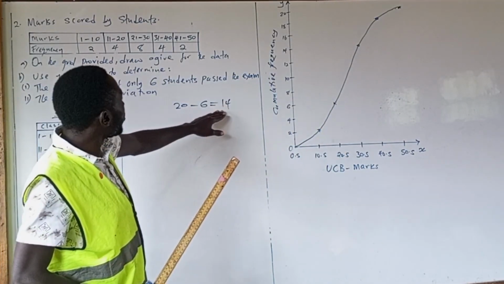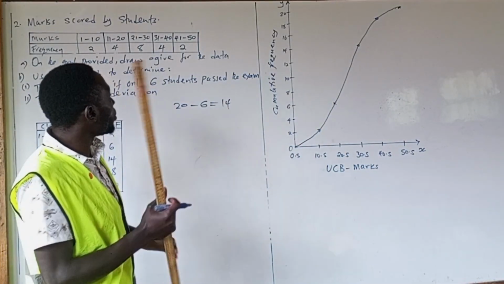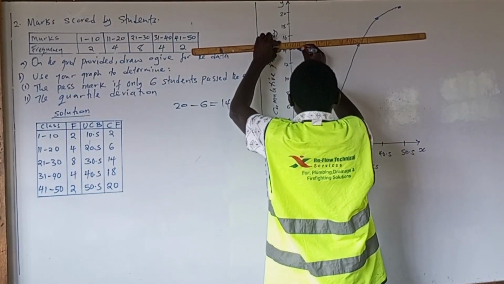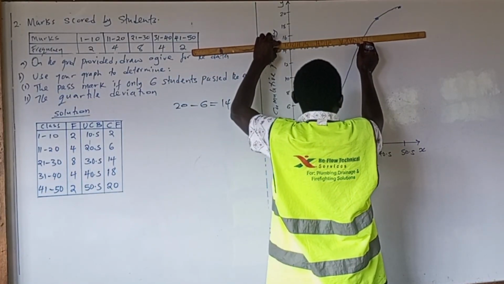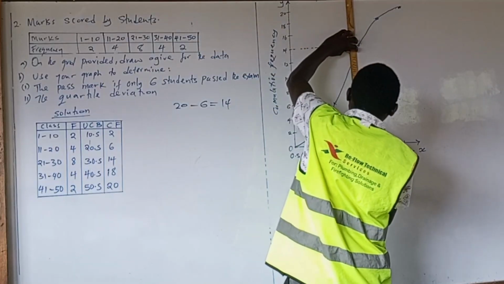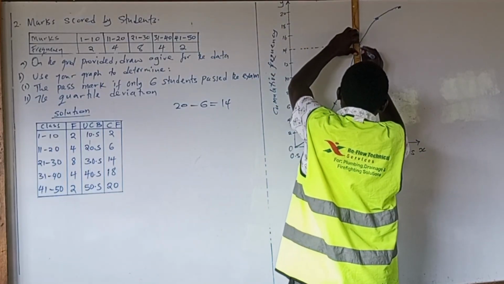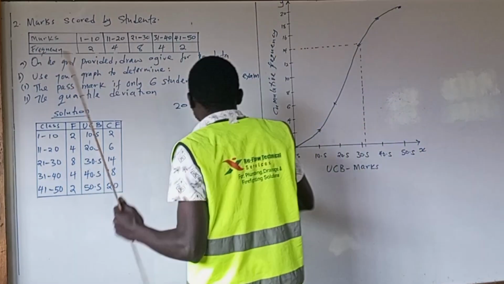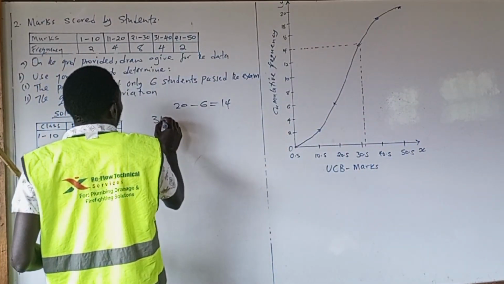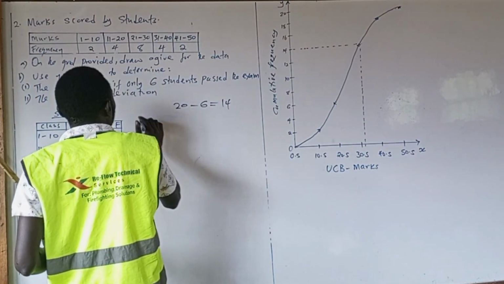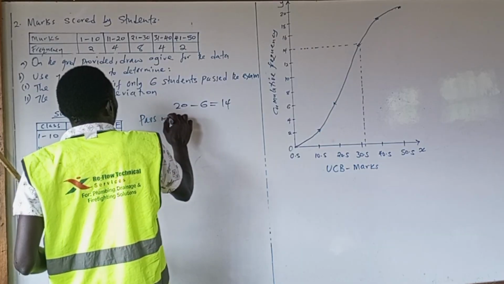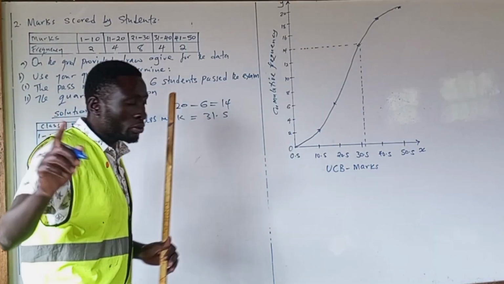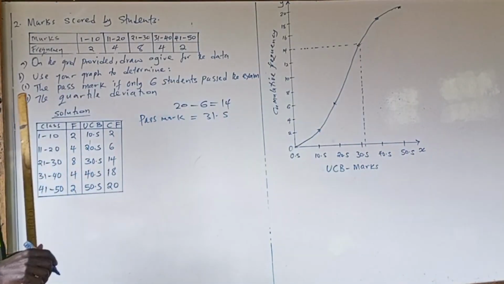So we go to where 14 is. 14 here is here. Then you drop, and you get 31.5. The pass mark is 31.5 if only 6 students pass the exam.